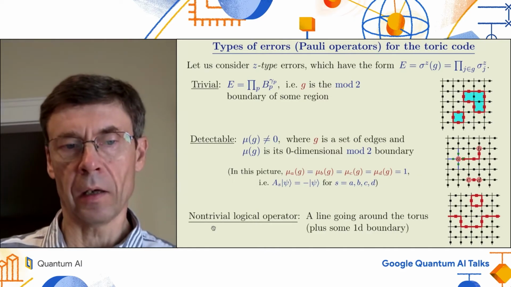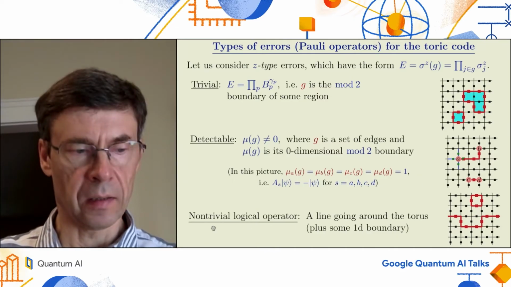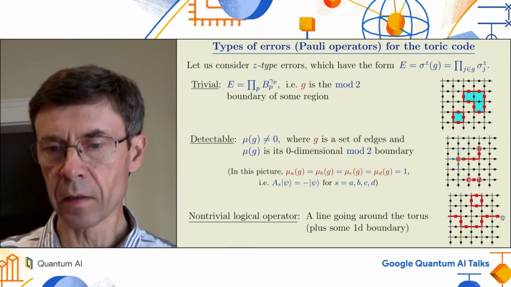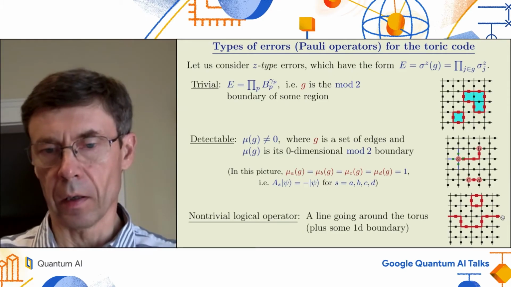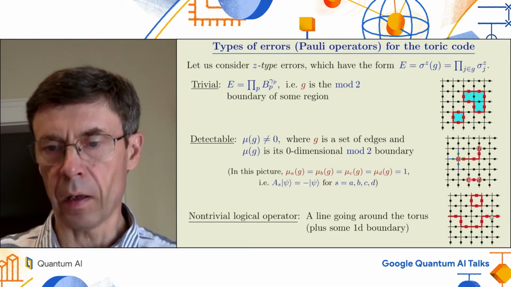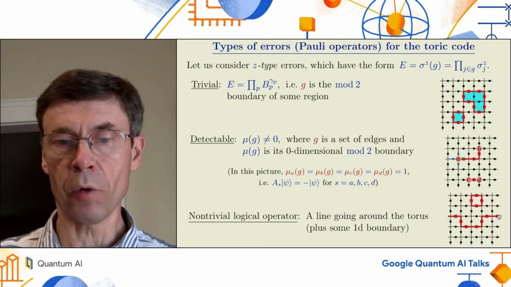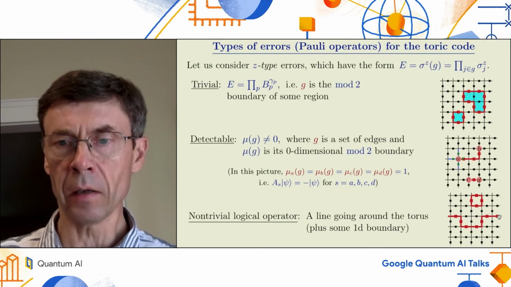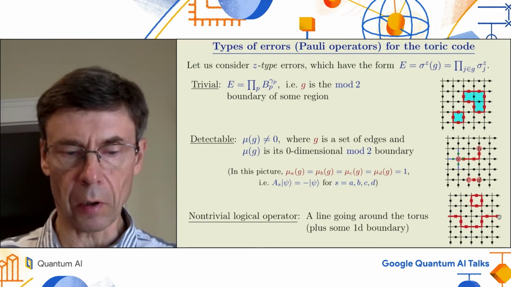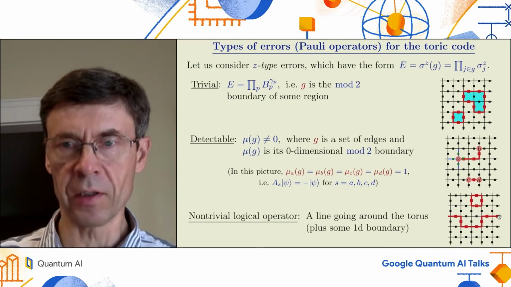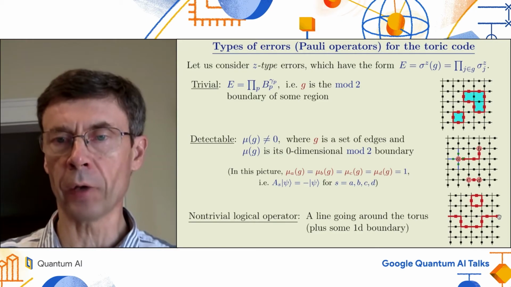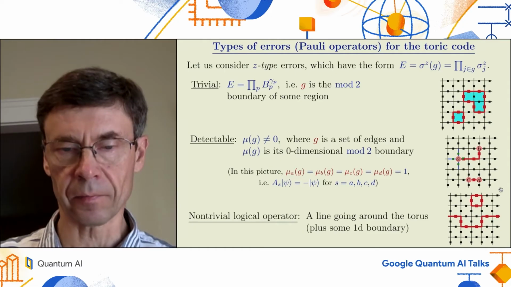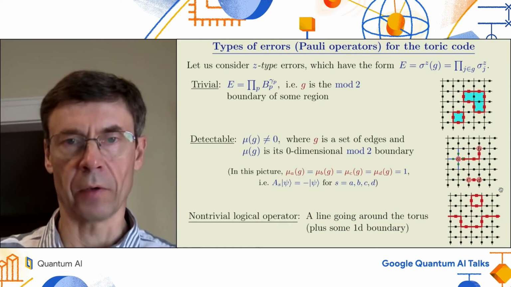And finally, a non-trivial logical error is a line going around the torus like this, from the left to the right. But this point and that point are actually the same point on the torus. So the line is closed. It's a closed one-dimensional Z2 chain, but it's not a boundary of any 2-chain. It's not a boundary of any set of plaquettes. And such an error is non-trivial.